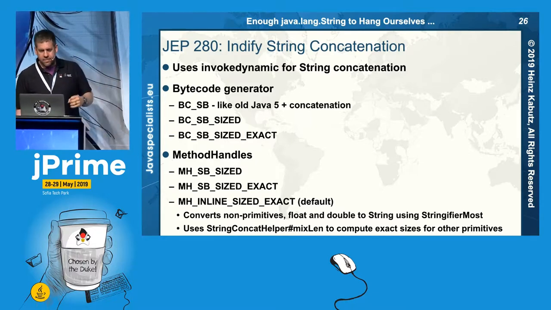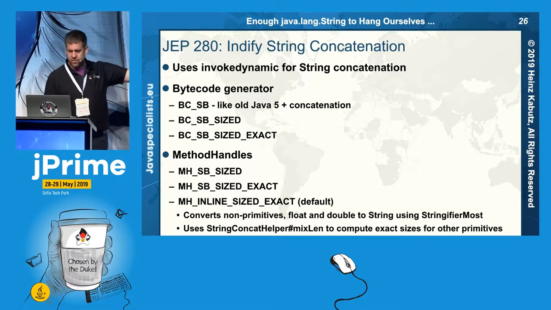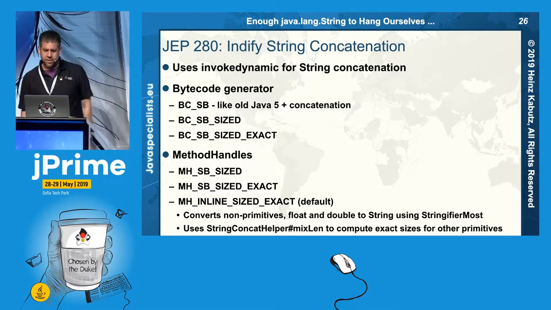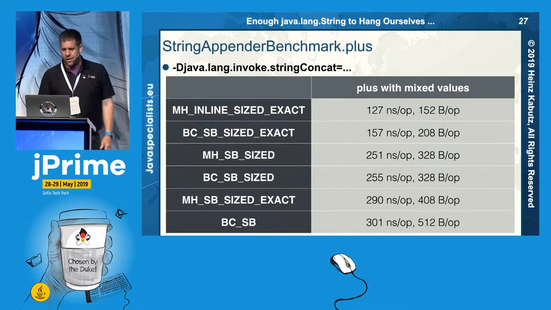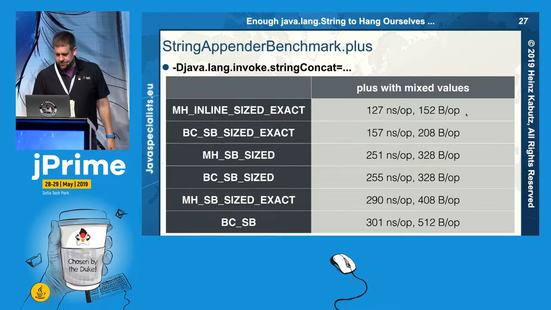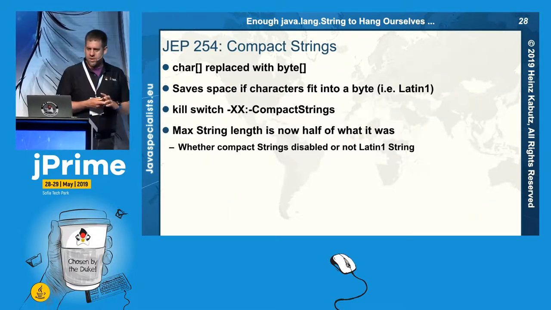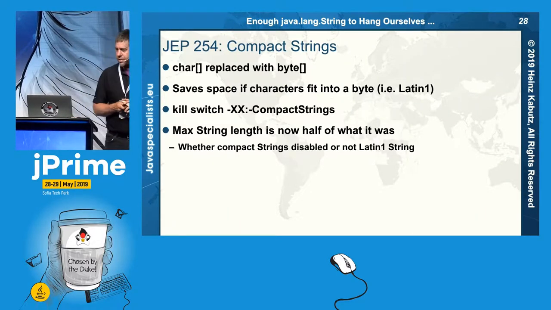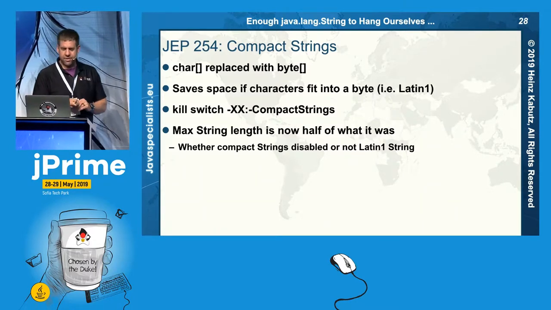And this happens also to be the fastest one. So you don't need to use other ones. Other ones are really just tried out. And if you want to compare it, you can try the other ones, but that one is faster. So we try them all out, and as you see, MH inline sized exact is the best. All right. Another thing that they did was they changed the char array to byte array, which saves space if you're not in Bulgaria. Right.